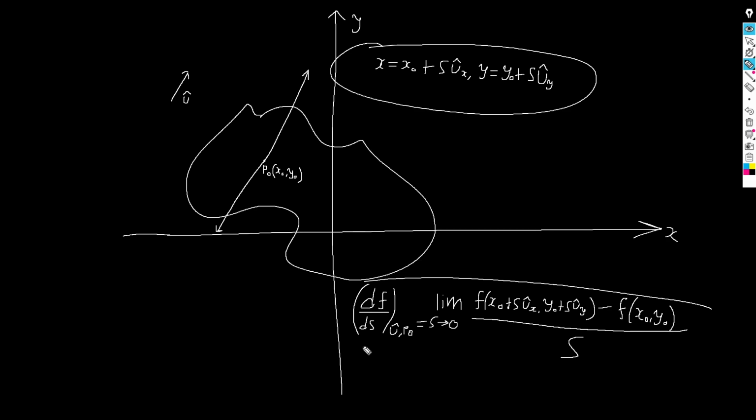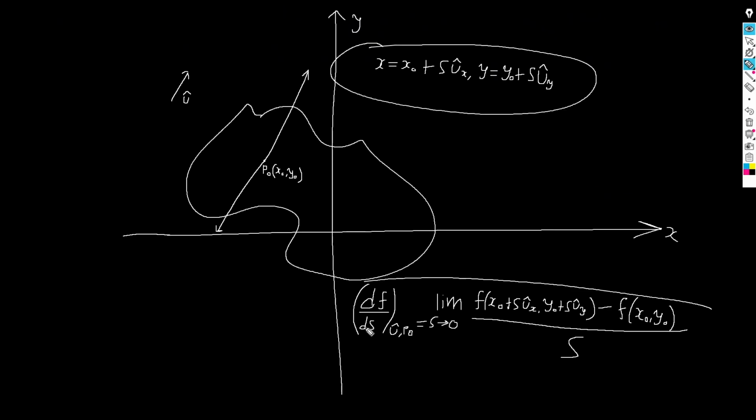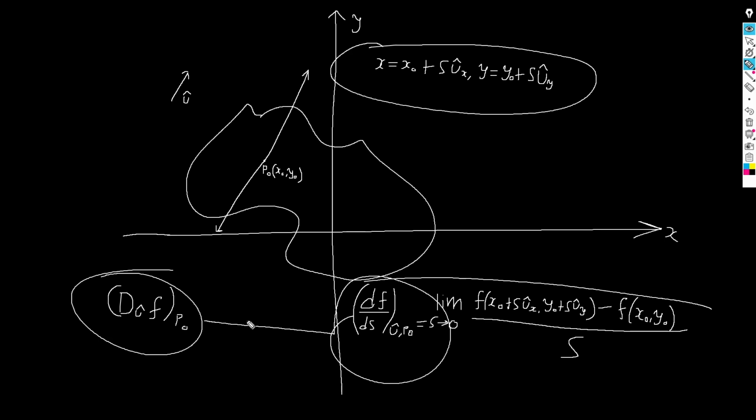you might notice, takes a really similar form to the definition of the derivative of a single variable function. We use this notation for a directional derivative. This is df/ds with u at P0, so in the direction of u at P0. And another notation for a directional derivative would be this. These two are the same thing.